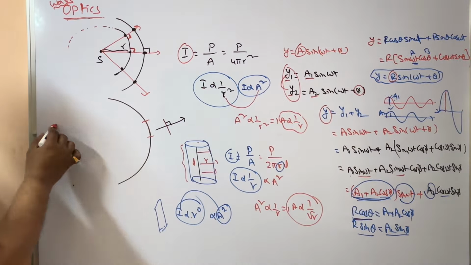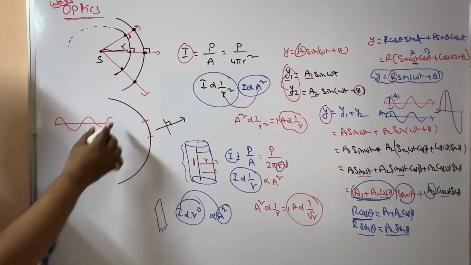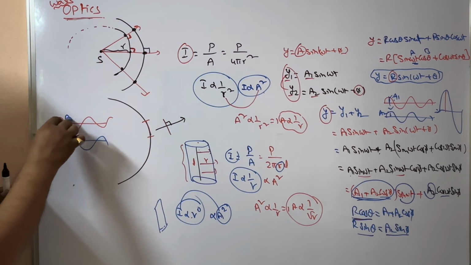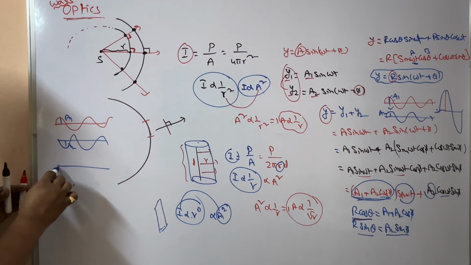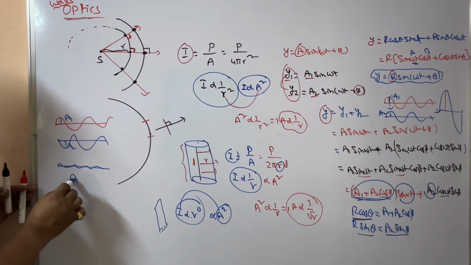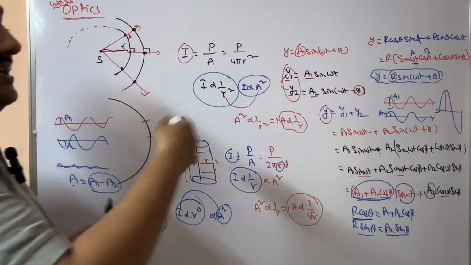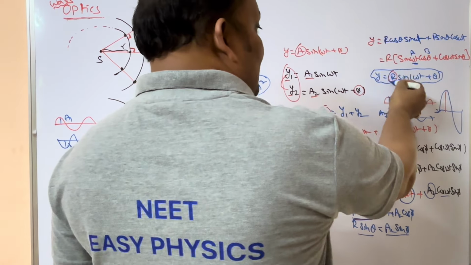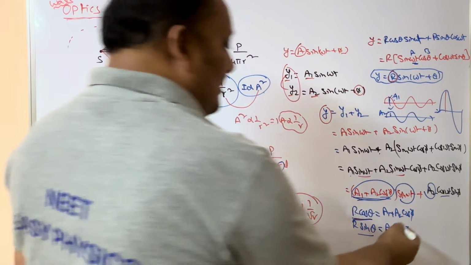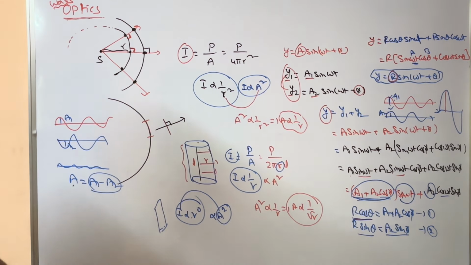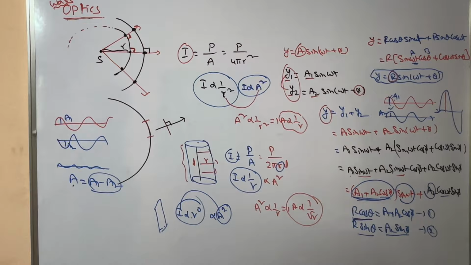Sometimes those two waves will superpose each other like this, opposite. This is A1, this is A2. So the resultant wave will have a little less amplitude, that is A1 minus A2. This A1 minus A2, A1 plus A2 is represented by this capital R. So you can call these two equations number 1 and number 2. So from that, we will see how to get the resultant amplitude.